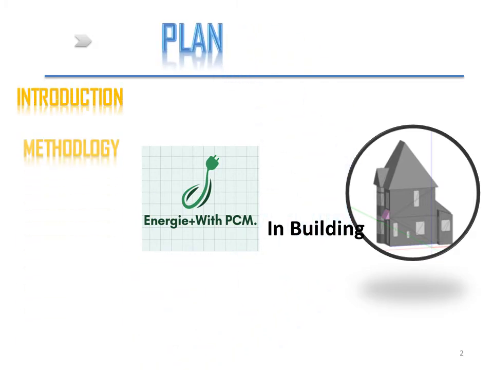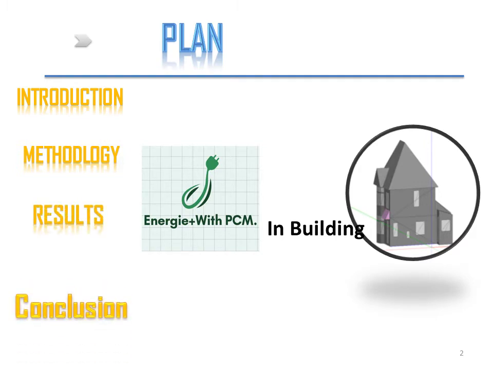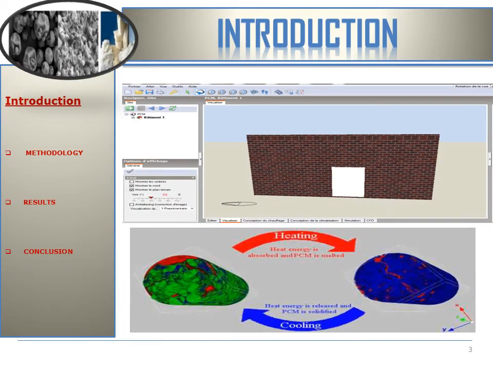So, here is my plan. First, introduction. Second, methodology. Third, results. And conclusion. Energy plus with PCM and building. The overall objective of the project is to improve the living conditions of the local population. The specific objective is to set up a pilot unit using local building materials with low environmental impact and reduce the CO2 provided with organic phase change materials (PCM).